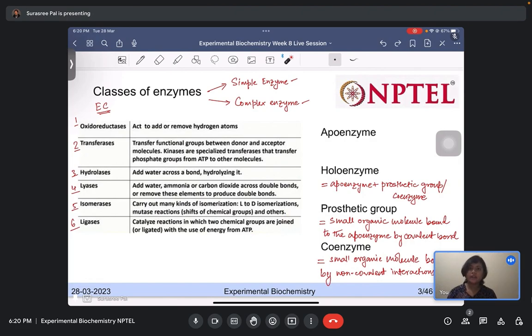So these are the several classes of enzymes, and all the enzymes are distributed in these classes and they have specific numbers. Under these classes there are many subclasses also, and all the enzymes can be distributed in these classes and subclasses, and then they are given a particular number, and by that number we can identify the enzyme. So that is the classification of the enzymes.